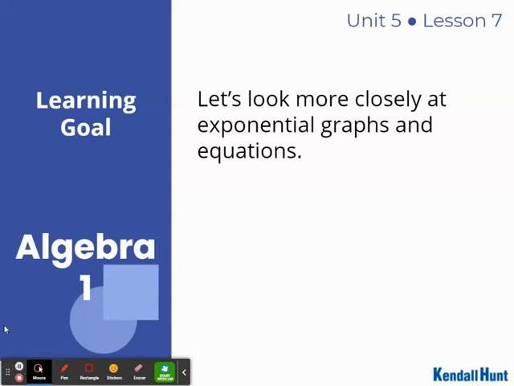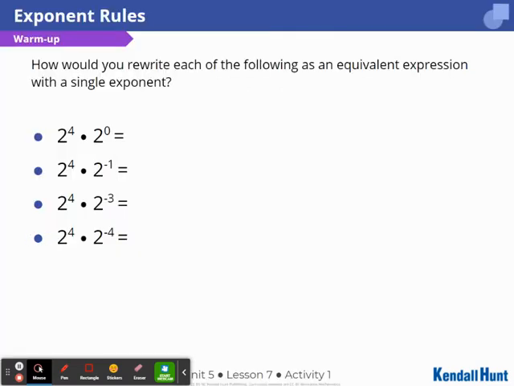Today we're going to do Unit 5, Lesson 7, looking at exponential graphs and equations. So the first thing you need to do is be able to remember how to write powers of 2 or any powers. Anytime you have exponents that have the same base, you're going to add them. So 2 to the 4th times 2 to the power of 0: 4 plus 0 is 4, so you have 2 to the power of 4.